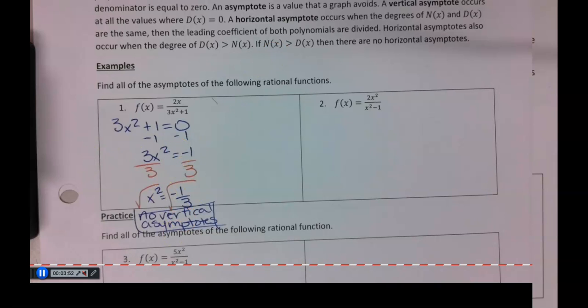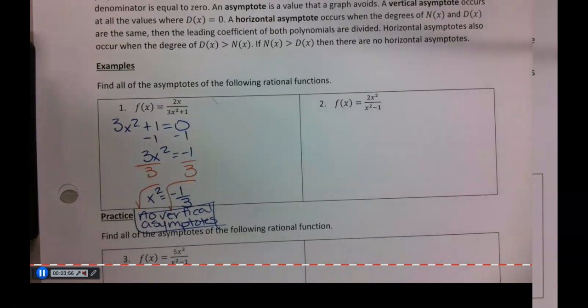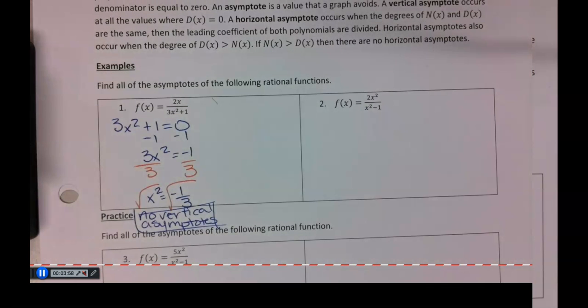Okay, then I need to figure out if I have any horizontal asymptotes. So I want to look at the degrees of the numerator and denominator. Are they the same? Which one is higher? The denominator. So when my denominator is larger, that gives me a horizontal asymptote of y equals 0.